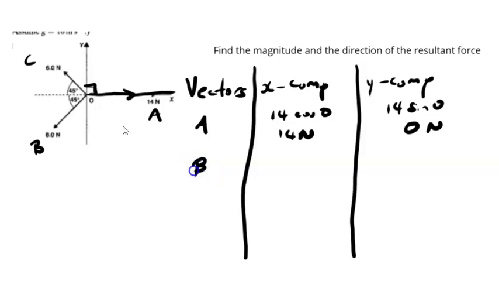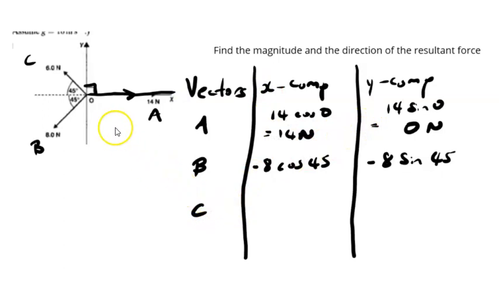Looking at B now, B is going downward. It's also going to the left. So we're going to have negative 8 cos 45, and we're also going to have negative 8 sine 45, and we're going to have an equal.